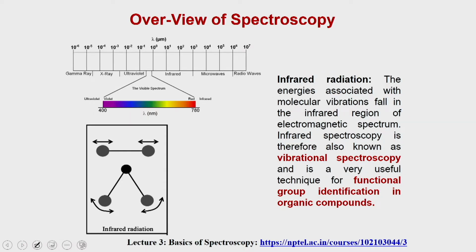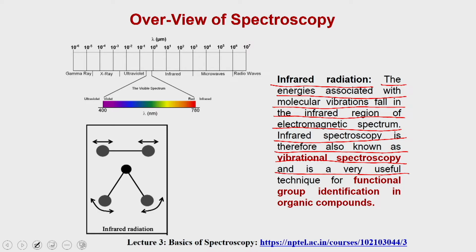Then the third is the infrared radiation. The energy associated with IR radiation falls within the molecular vibrational studies, and that is why it is the infrared region of the electromagnetic spectrum. So, infrared spectroscopy is also known as vibrational spectroscopy, and it is a very useful technique for functional group identification in organic compounds.